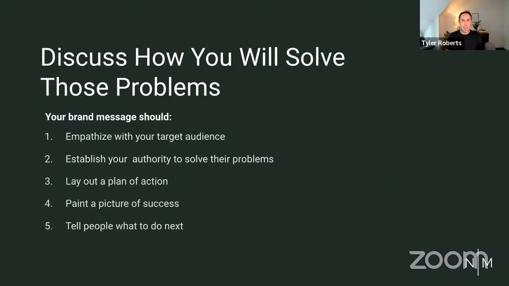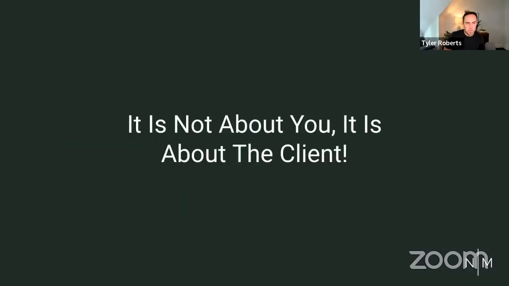Then you want to discuss how you're going to solve all of those problems. Your brand message should empathize with your audience, establish your authority to solve their problems, lay out a plan of action for them, paint a picture of success, and a lot of times we fail to do this, and then tell people exactly what to do next. If you can create a marketing message that hits on all five of these points, you're going to be leaps and bounds ahead of a lot of marketers as well as a lot of lawyers. So we're going to get into each one of these in a little bit more detail.